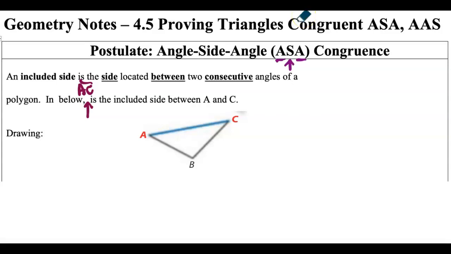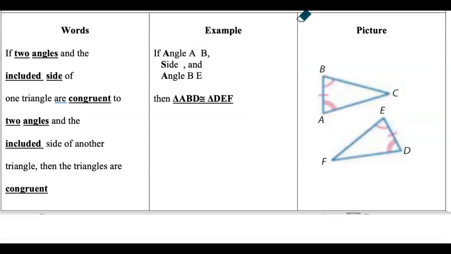In the figure below, line segment AC is the included side between angle A and angle C. So you can see that angle C and angle A have that line segment as part of their angles. So again, it needs to be the line that's connecting them. Okay, on the next slide, we're going to go through some more examples.